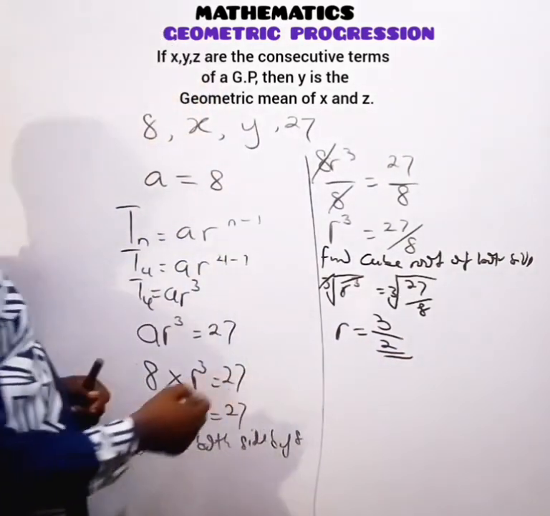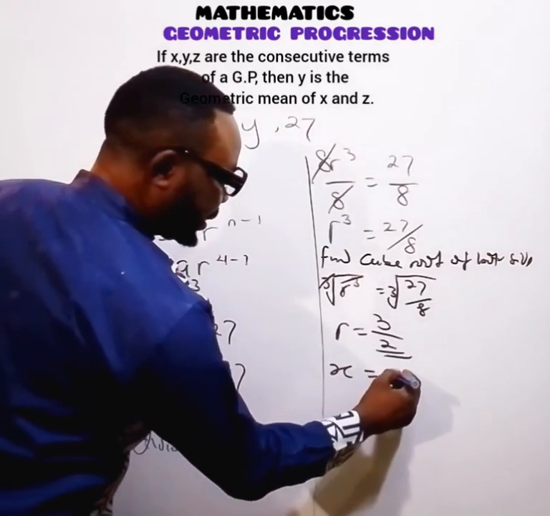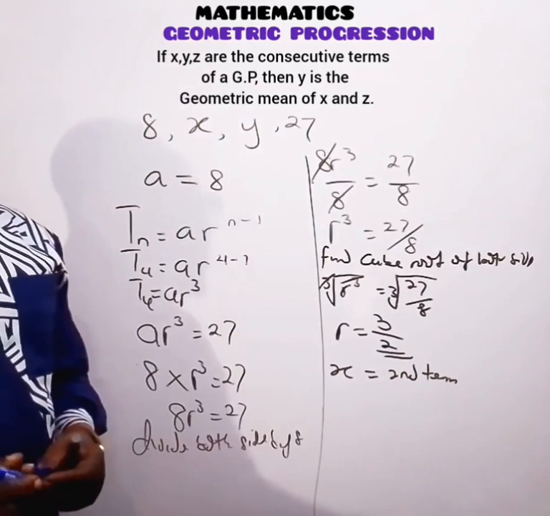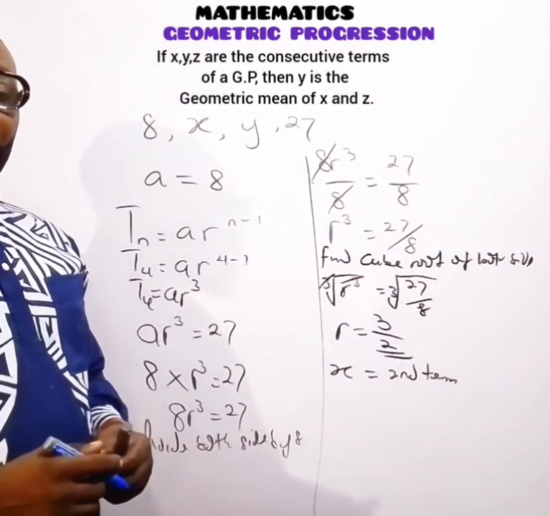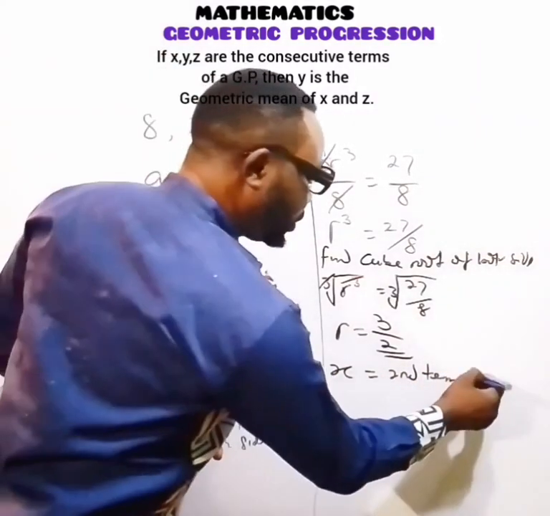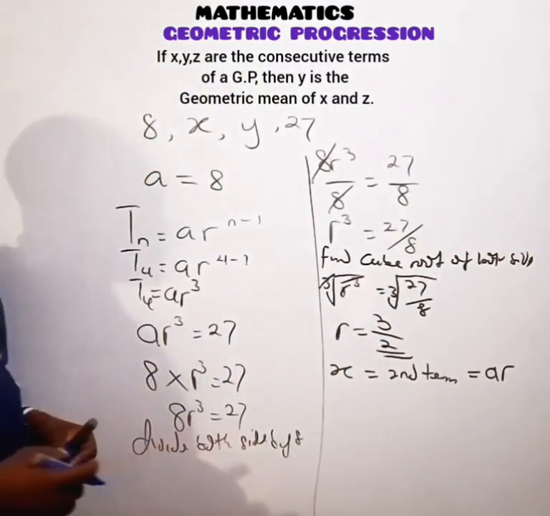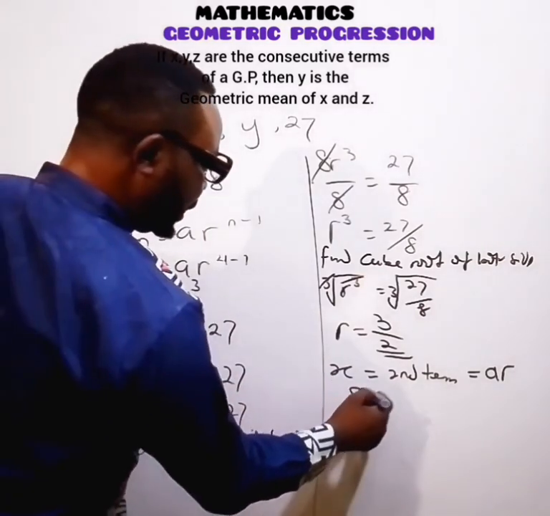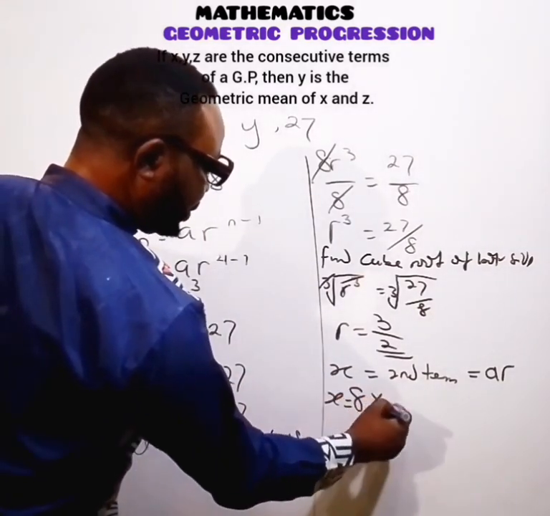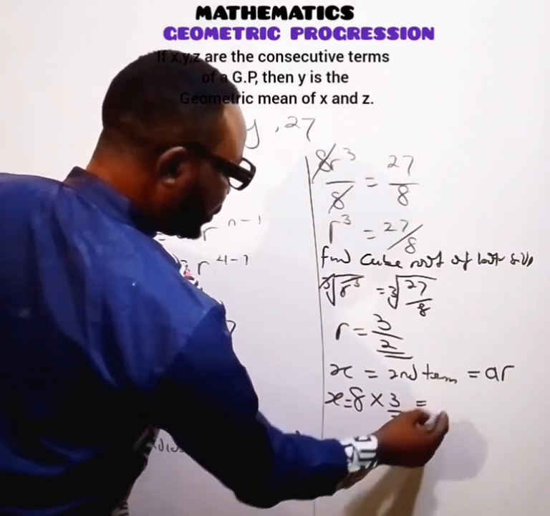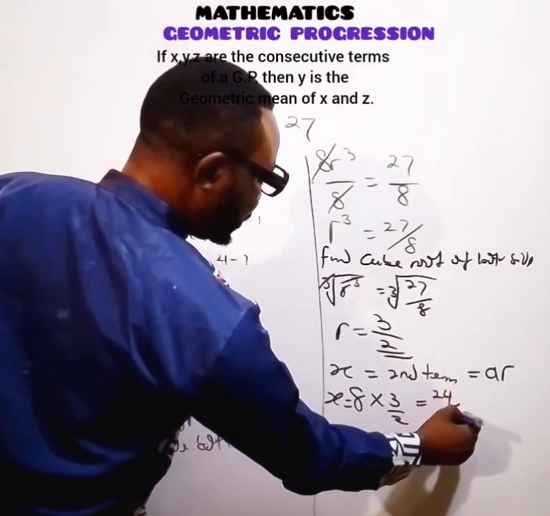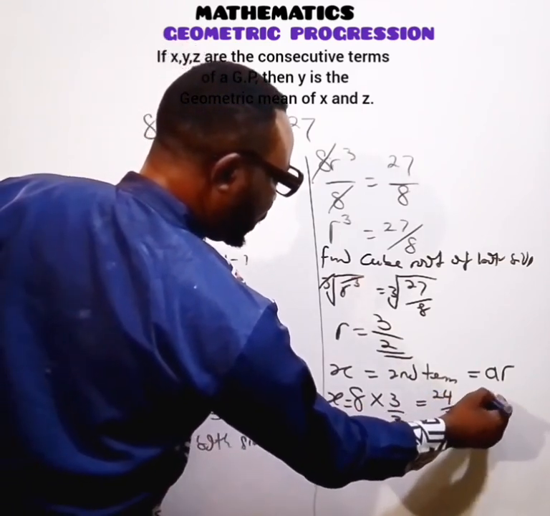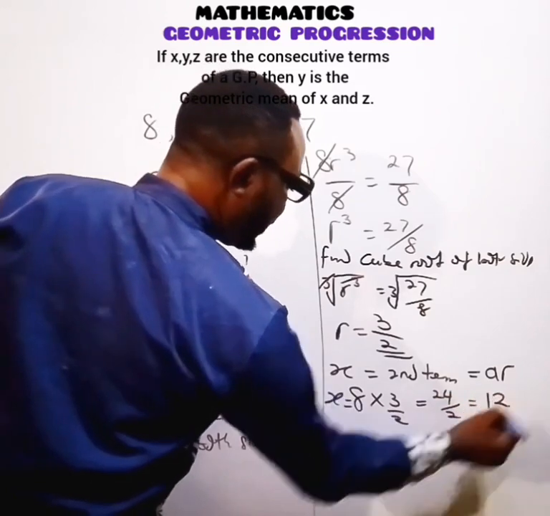Now, for us to find the value of our x, which is the second term, don't forget that the second term will give us the value equal to ar, that is, first term multiplied by common ratio. What is the first term? 8. Therefore, x is equal to 8 multiplied by 3 over 2, which is going to be equal to 24 over 2. 8 times 3 is 24 over 2. That will be equal to 12.